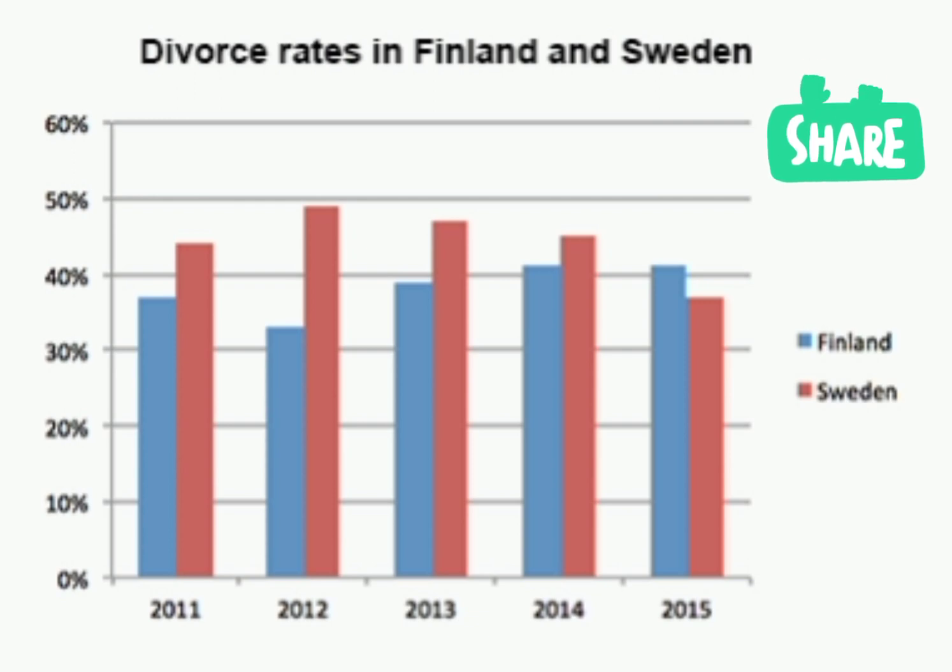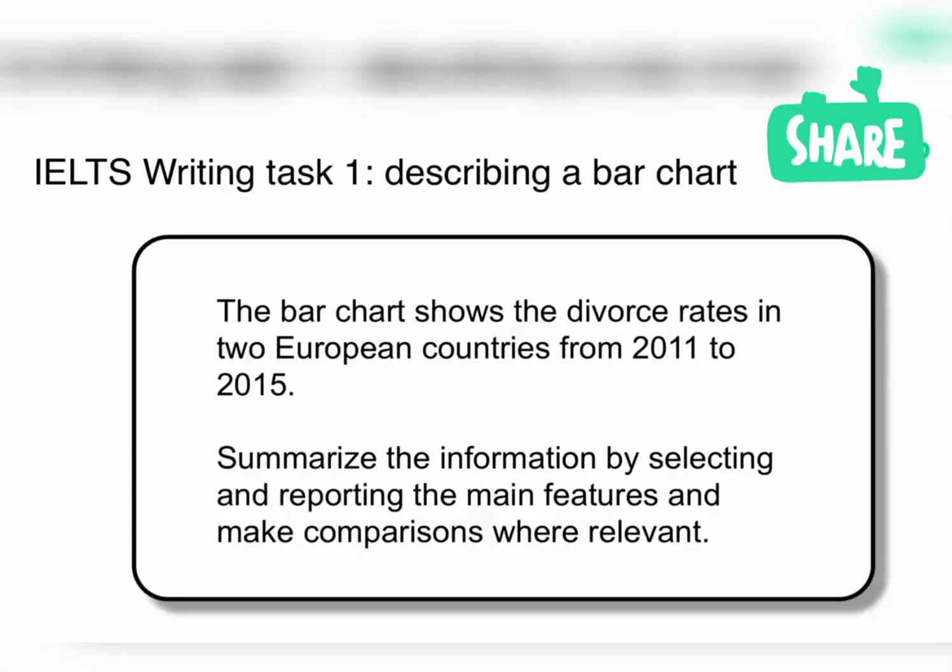6. What is the most obvious trend? You should look for any clear increases or decreases in the data. They could be gradual or sharp changes. So now look at how to solve the graph. Let's start. The main features and make comparisons where relevant.